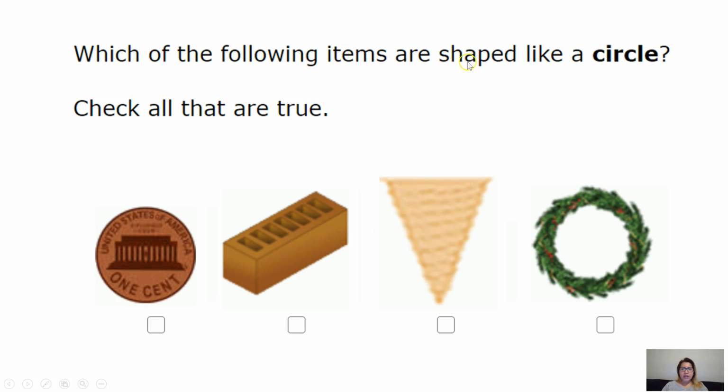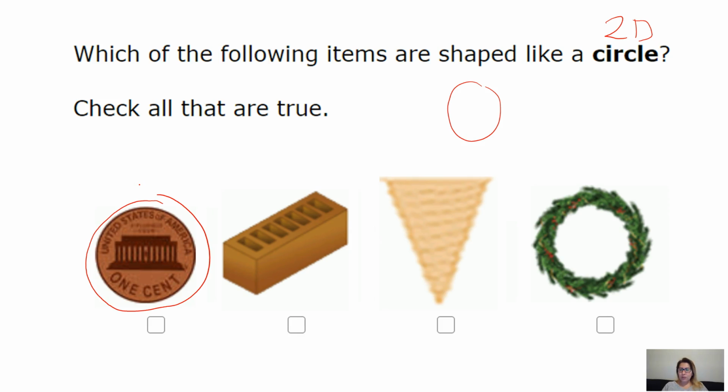Which of the following items are shaped like a circle? Check all that are true. Okay, so when it goes back to a circle, boys and girls, that means that a circle is a 2D shape. That means that it's not 3D. That means that it's not something that we can actually hold. It's a flat shape, and it's something that we can just draw. Okay, so a circle would be this. Okay, and then the sphere would be something, like I said, that we can hold, the three-dimensional shape.